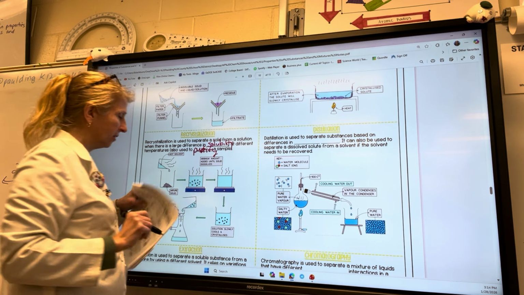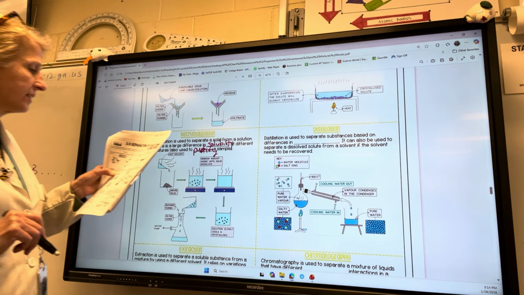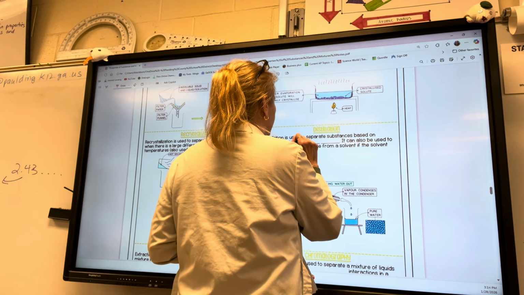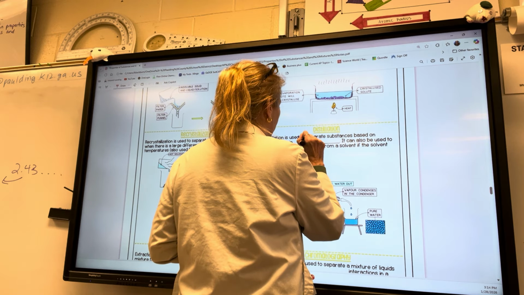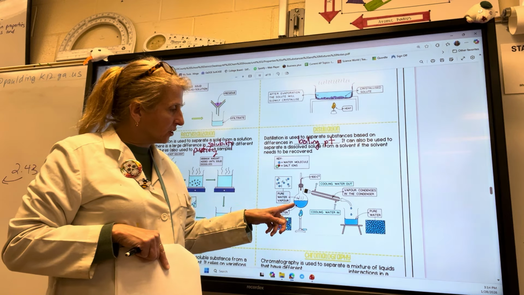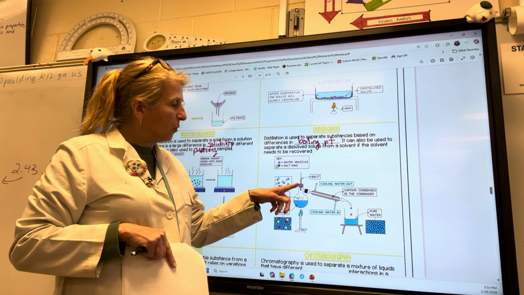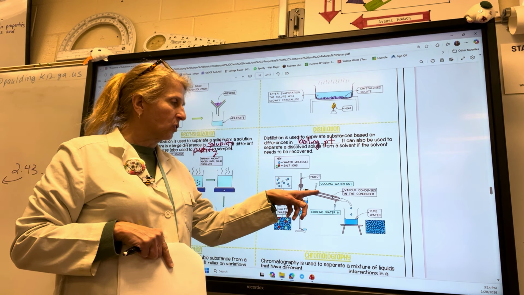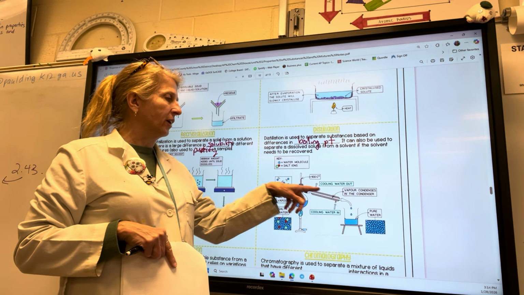P-U-R-I, that is really messy. That says purify. Okay, distillation uses differences in boiling point to separate things. So you got a mixture, you heat it up, one boils off, you run it under cool water, it condenses, and you can get it over here.